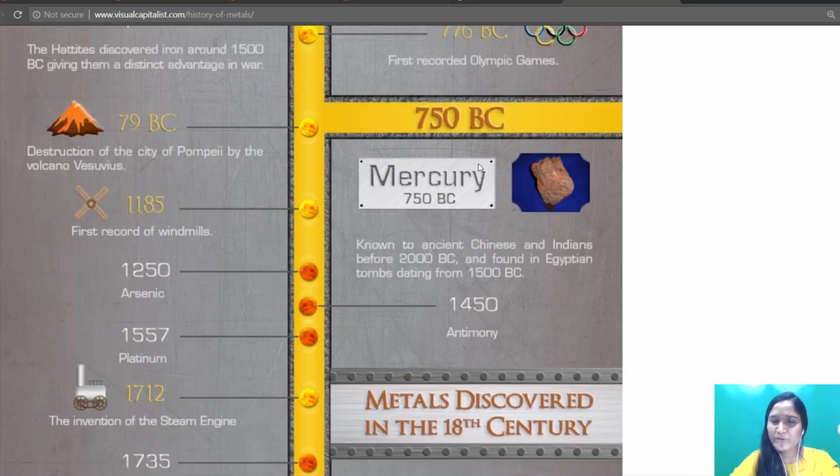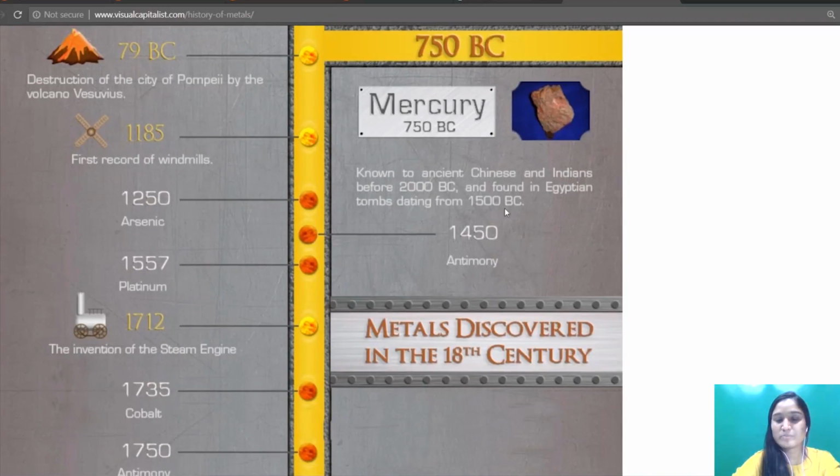And mercury. Mercury here is represented as stone because in nature mercury is obtained in the form of ore. Remember metals and non-metals extraction. Mercury is taken out in the form of mercuric oxide or mercury chloride. So here is a stone of mercury.